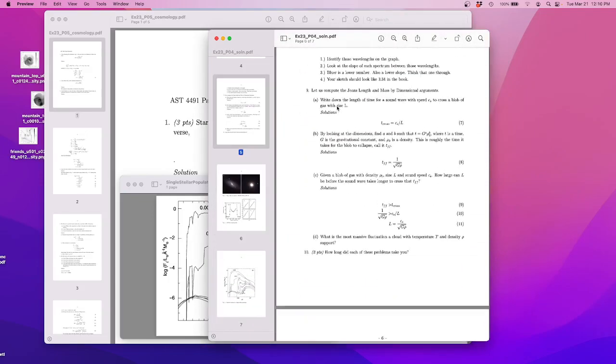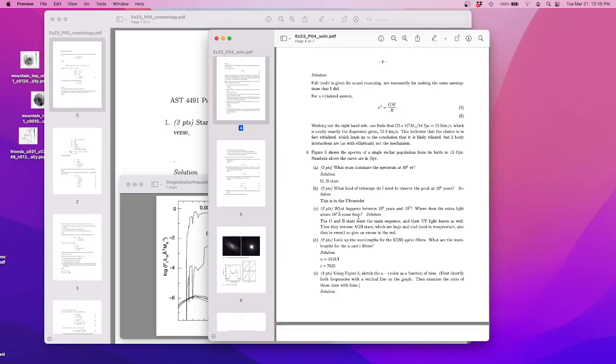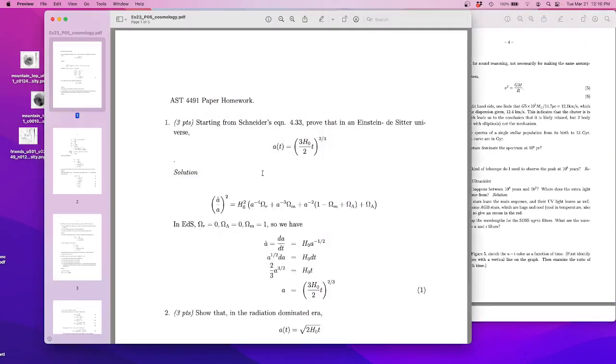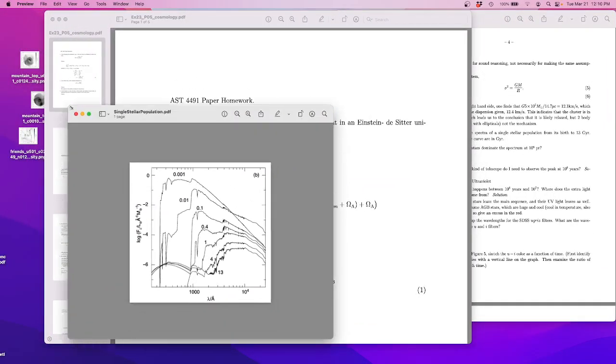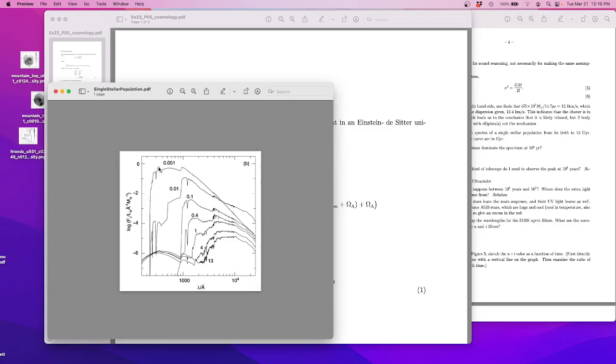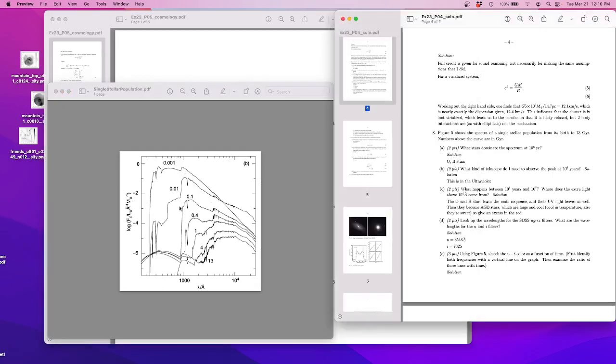What are my actual questions that I asked? Oh yeah, I forgot there's that one too. Okay, what stars dominate the spectrum at 1 mega year? Which is this curve here. So those are big O and B stars. What kind of telescope do I need to see that peak? A UV telescope, because that's the UV.